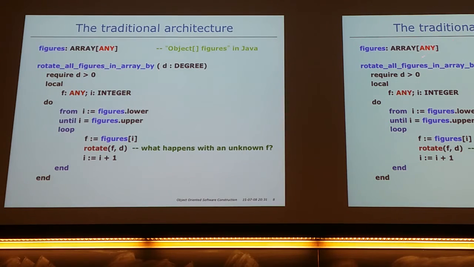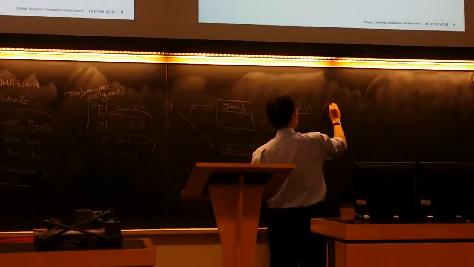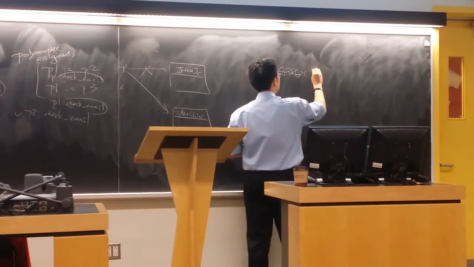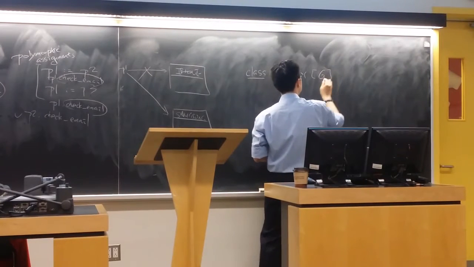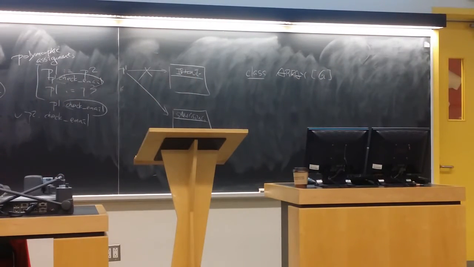Remember you have learned the generic parameter already before your midterm. So this is actually a very bad way of instantiating the generic parameter. Remember in the array class, if you have a look at the library definition for that, you have class array of G. This is how you declare the array class. So now you're trying to use it.